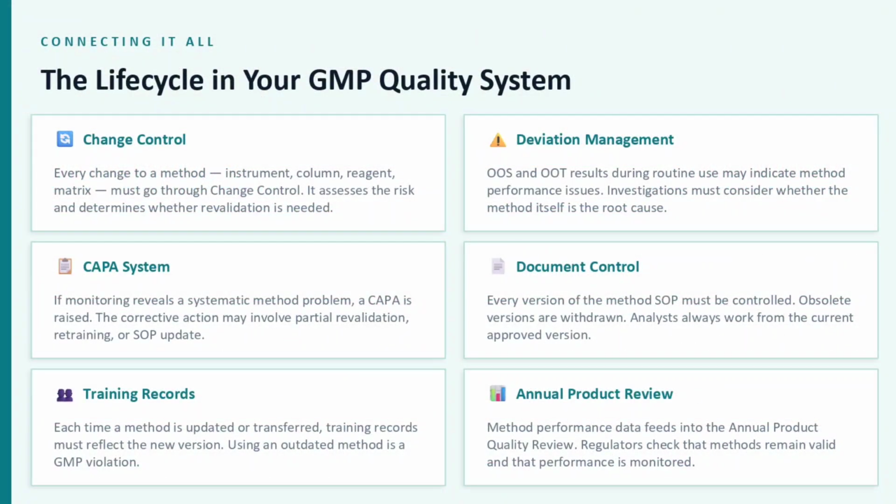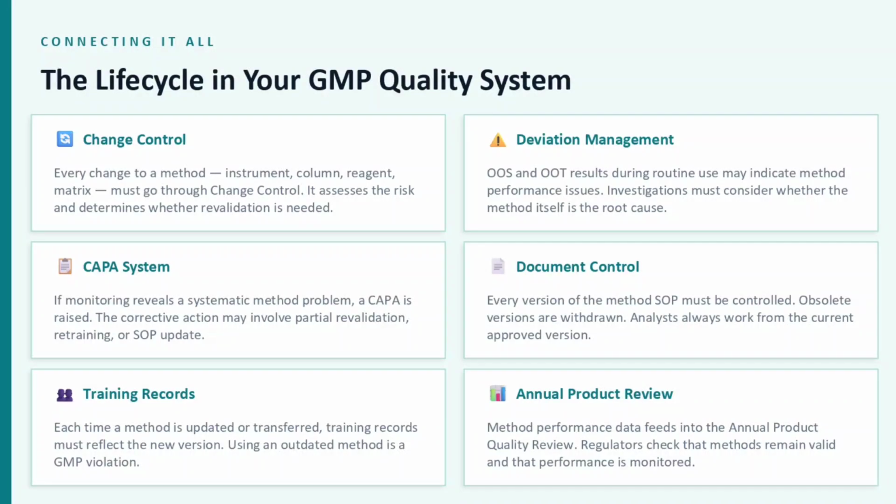Now let us connect all of this to your wider GMP quality system. Because method lifecycle management does not exist in isolation. It touches almost every element of your quality system. Change control is the gateway for all method changes and the formal mechanism for retirement. Deviation management is where OOS and OOT results that may be related to method performance get investigated. A root cause analysis that concludes the method is contributing to failures triggers a CAPA. The CAPA system handles the corrective actions.